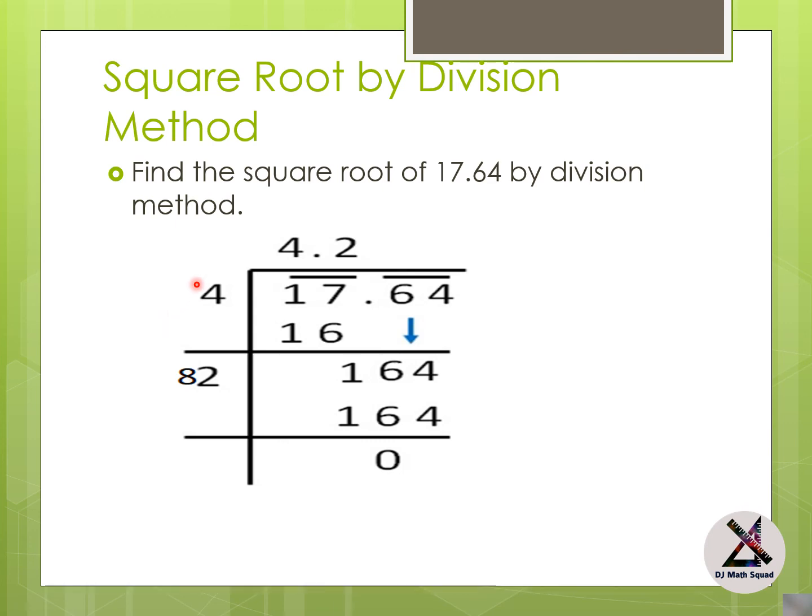Then what are you doing? You are doing the double of 4, which will be 8 here, right? Then you have to think of a number such that it is 82, and you have to write down 82 into 2. So when you check 82 into 2, you are getting 164, right? When you check 81 into 1, it will only be 81, which is not correct, and your answer is 4.2.